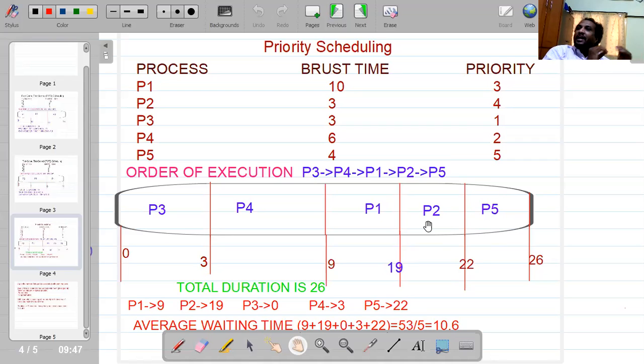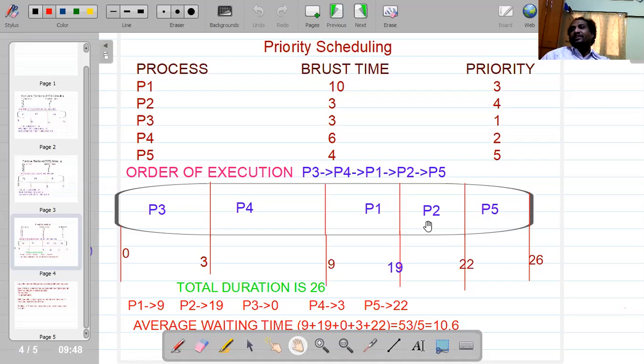After completing, again when P2 is supposed to execute, a few more processes have come with highest priority. Again P2 has to still wait. It is going on waiting, and it is never going to execute. It is dying to execute, eagerly waiting to execute. That is what is called starvation.